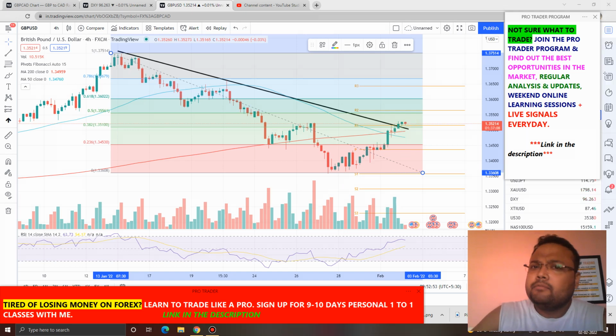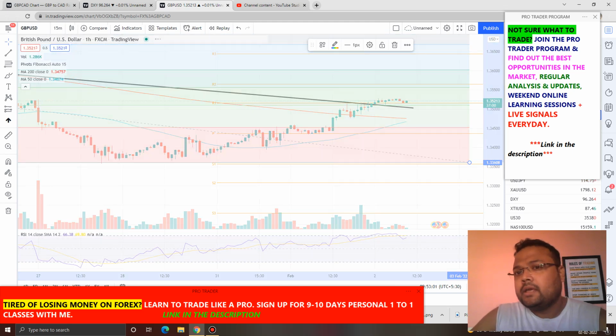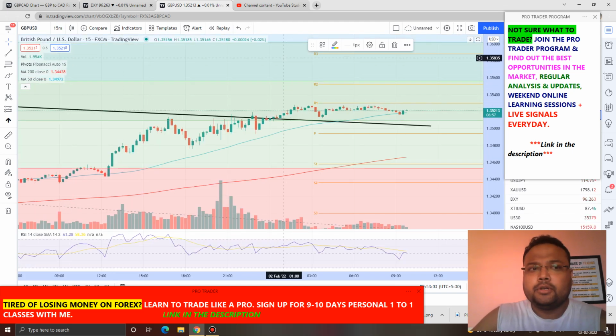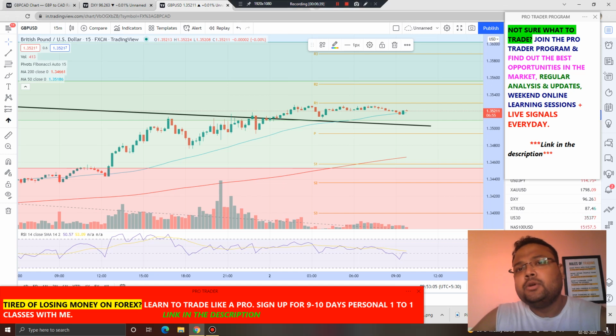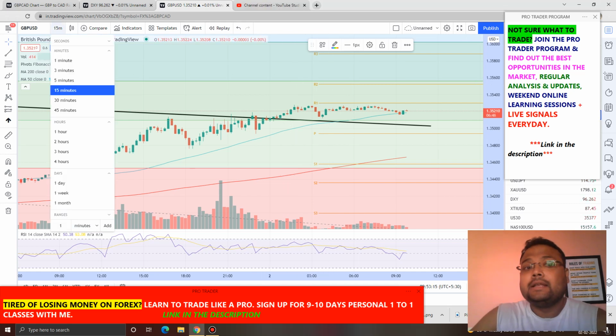And for scalping purpose, that's a different chapter. If you're a scalper, you can switch to a lower time frame like 15 minutes, and then you can look for scalping opportunity. But otherwise, beginners and new traders should directly avoid trading like this.